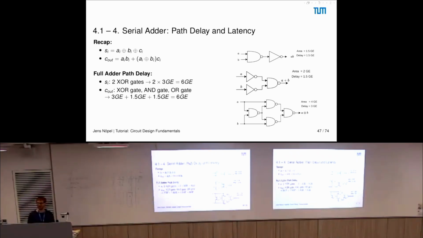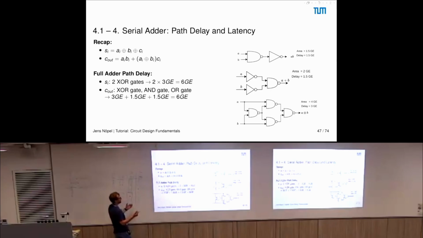Do you want me to explain it again? So, all right. The question is, please correct me if it's not the question, why is 1.5 GE missing here, right? Why is this one not reflected in here? Okay.